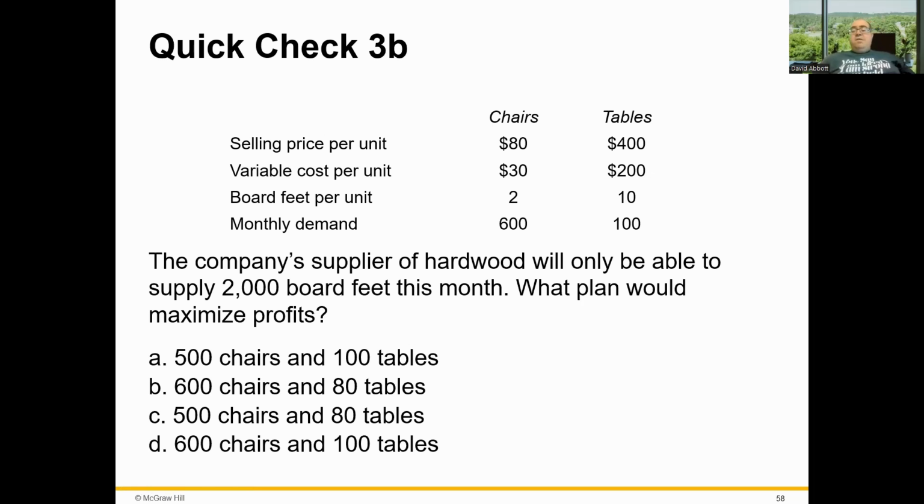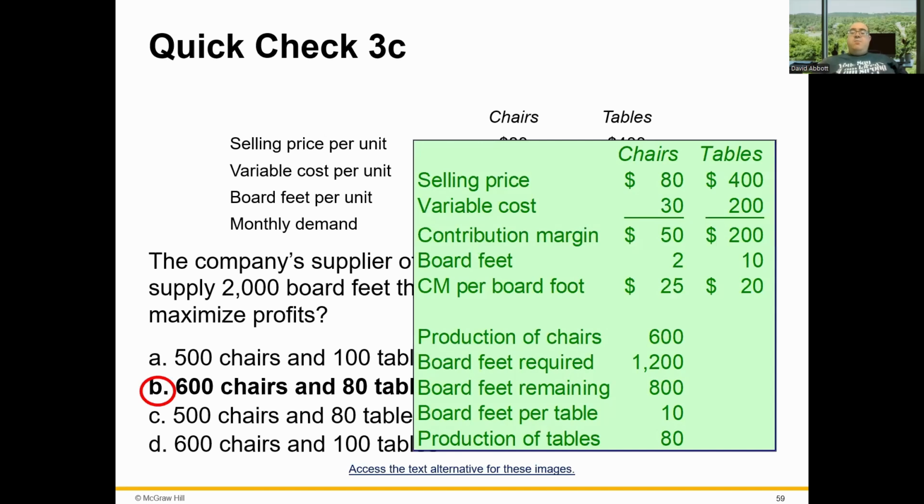And the company's supplier of hardwood would only be able to produce 2,000 board feet this month. What plan would maximize profits based on the information here? It would be to produce 600 chairs and 80 tables. Again, you have the selling price of each one listed there, and you have your contribution margin listed there. So 600 chairs and 80 tables.